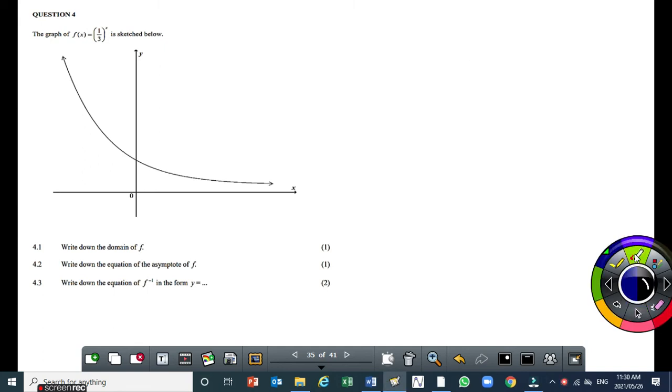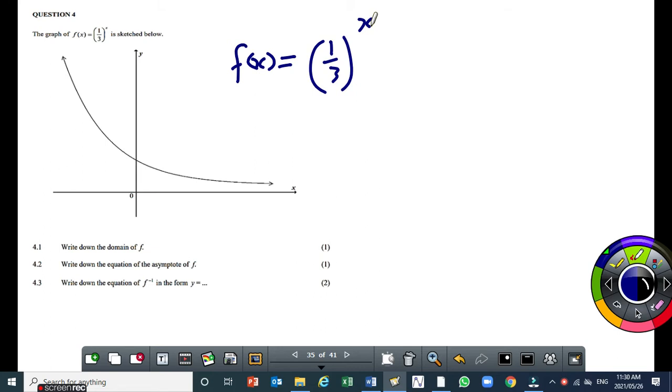So the first question, this is question 4. You are given the exponential function f of x, right? It's f of x equals one third to the power of x. Before you do the question, you need to be aware that the base here is between 0 and 1. That's why it's a decreasing function. Okay, so let's start. Write down the domain.